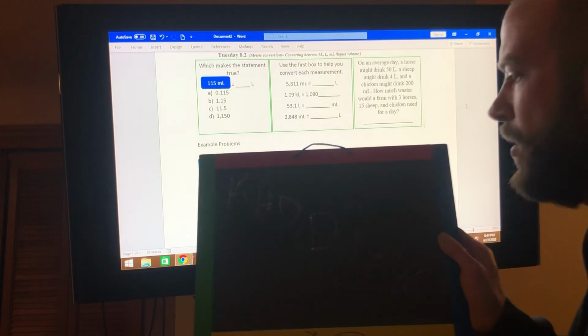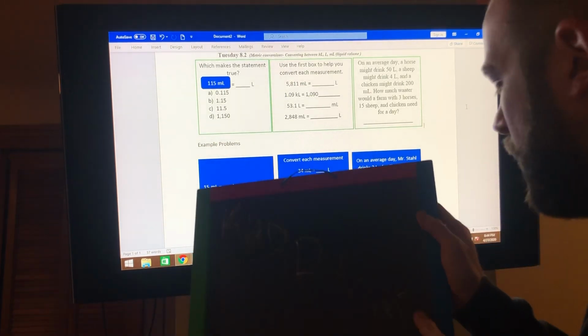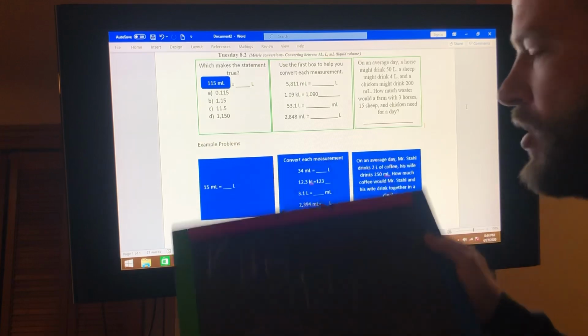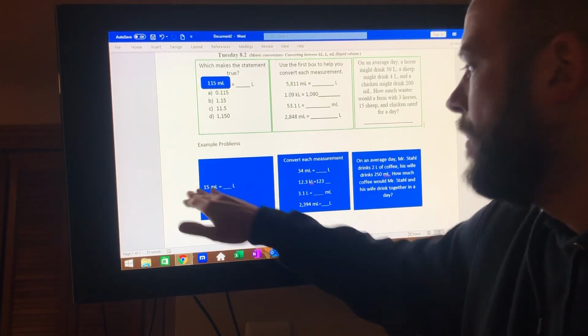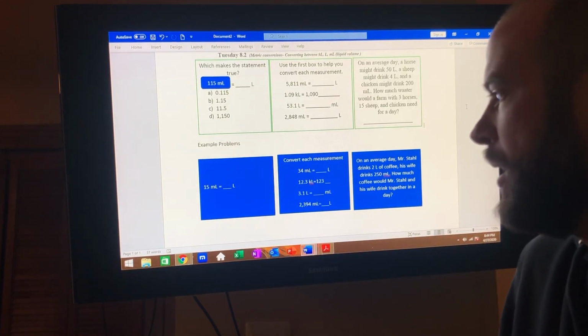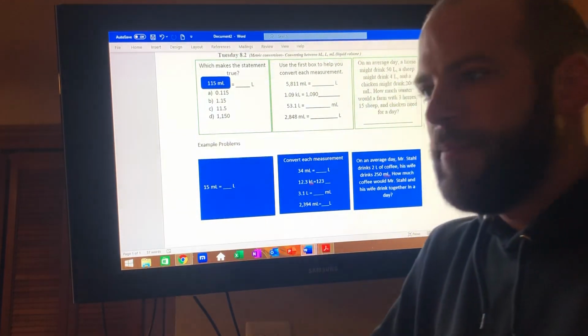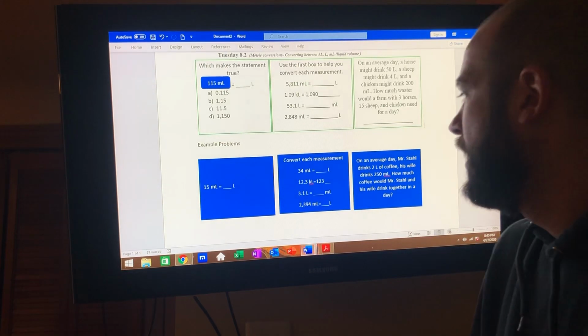Alrighty? So, once I have my handy dandy chart, I can do all my work. 15 milliliters is equal to how many liters? So we're going from milli to liters. I'm going to go left 1, 2, 3. So I'm going to take my invisible decimal and move it left 1, 2, 3. My answer there is 0.015 liters because I basically multiplied it by 10 to the negative third. I pushed the decimal over 3 spots.